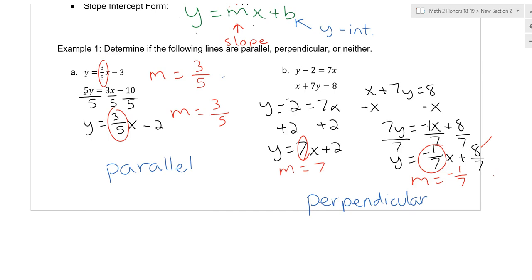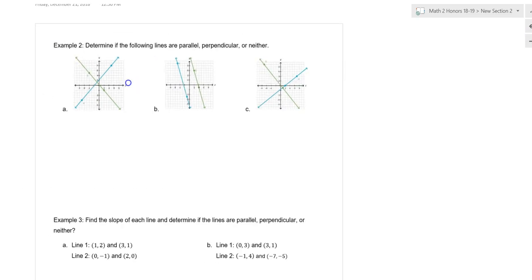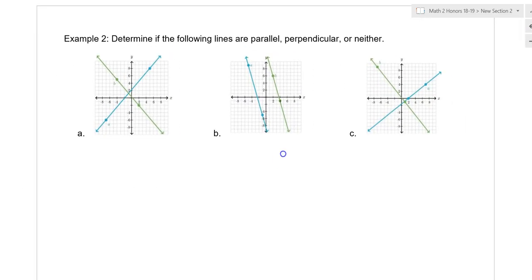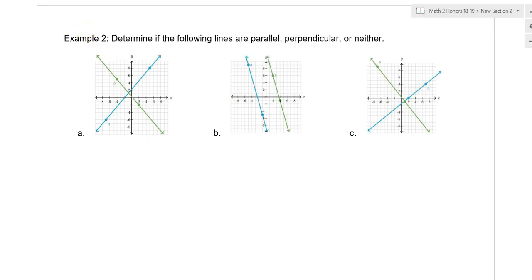All right, go ahead, turn the page. So that was if we have an equation. Here, if we have two graphs of a line, then we want to decide if they're parallel, perpendicular, or neither. So we're going to find the slope. Again, slope is rise over run. So I'm going to look at letter A first. I'm going to go from this point to that point, rise over run.